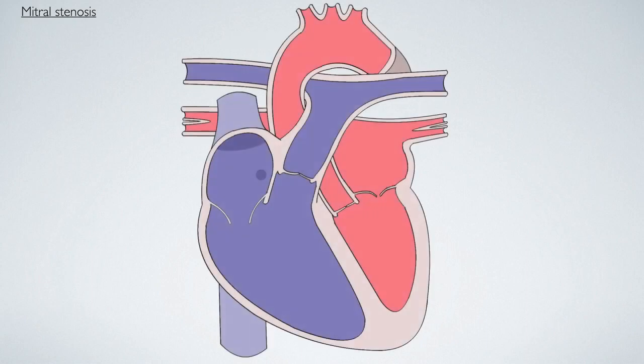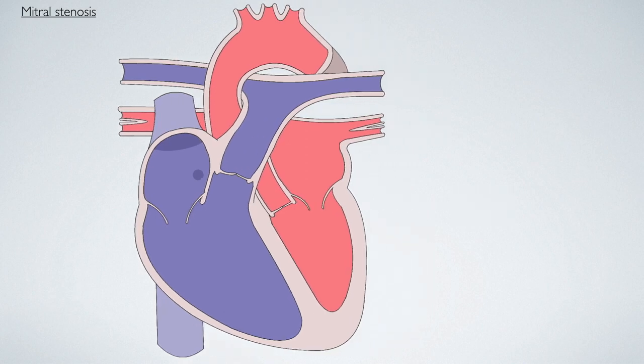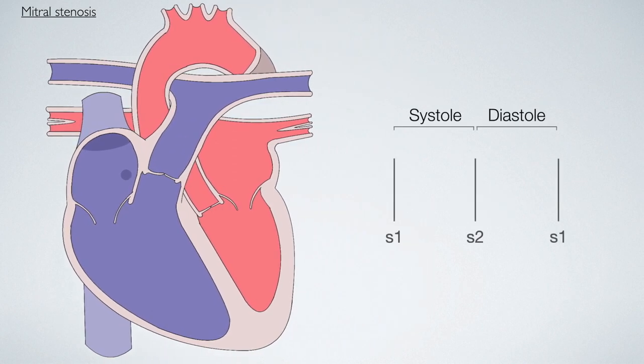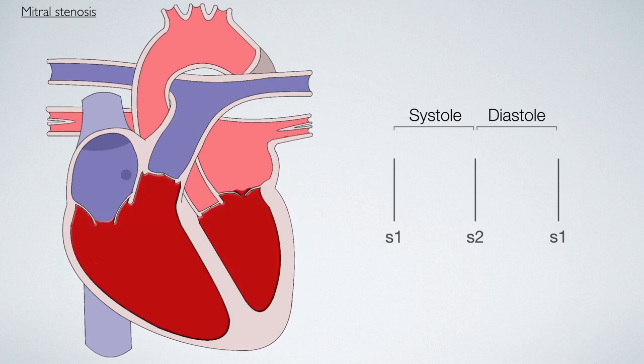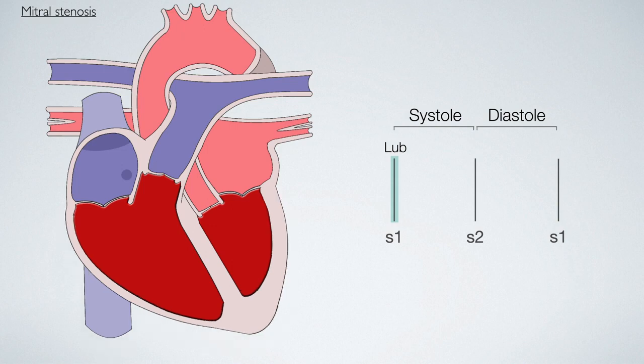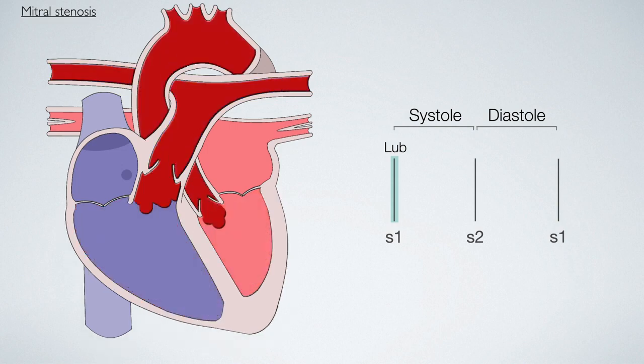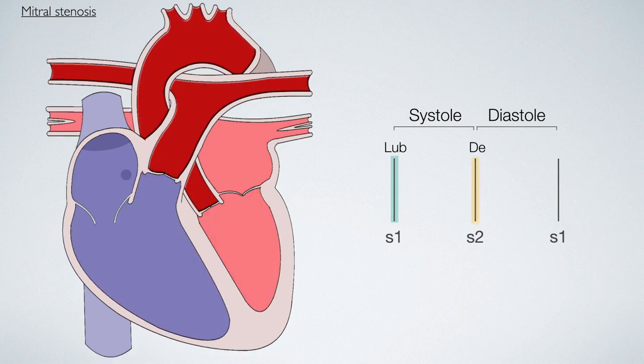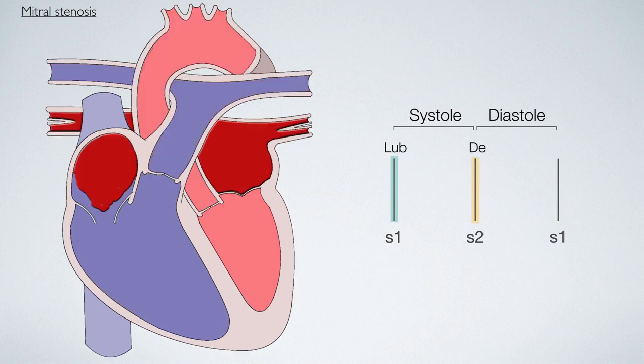Mitral stenosis, as its name suggests, is caused by abnormal narrowing of the mitral valve. Let's now take a look at an animation to see how this narrowing causes the murmur. The S1 heart sound is produced by closure of the tricuspid and mitral valves. Systole then occurs, where ventricular contraction pushes blood through the pulmonary and aortic valves. Closure of the pulmonary and aortic valves produces the S2 heart sound.